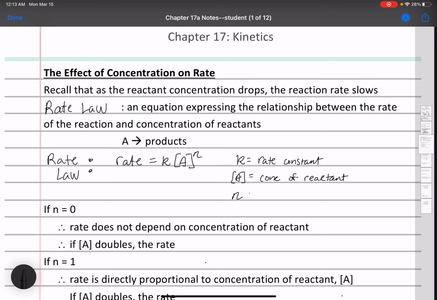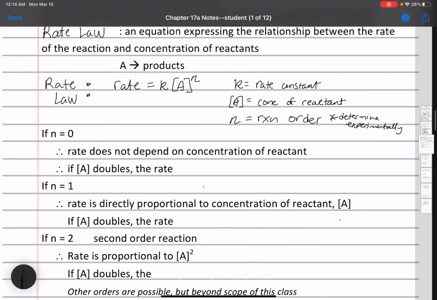Okay, whereas N represents the reaction order. All right, and this is a new word for us. What is the reaction order? So the reaction order is something that we're going to determine experimentally. It's not determined from the stoichiometry. It's determined through experimental data. But what I mean by the reaction order is thus.